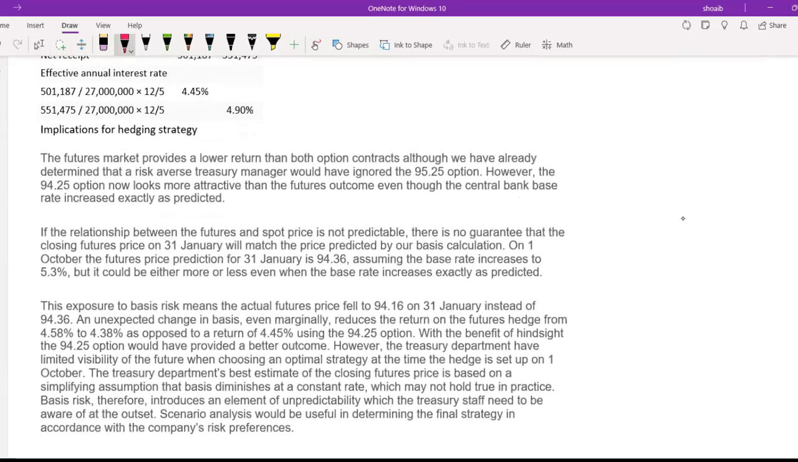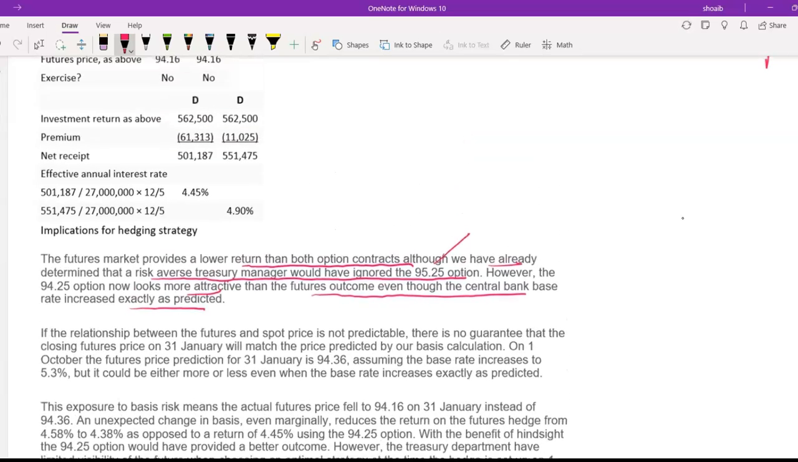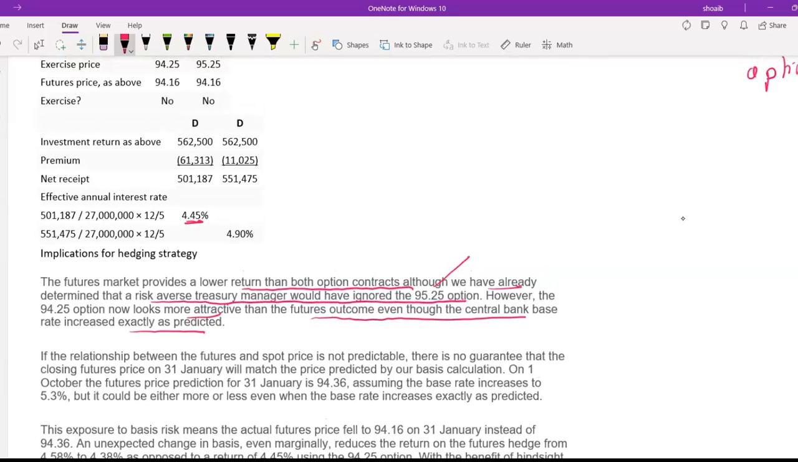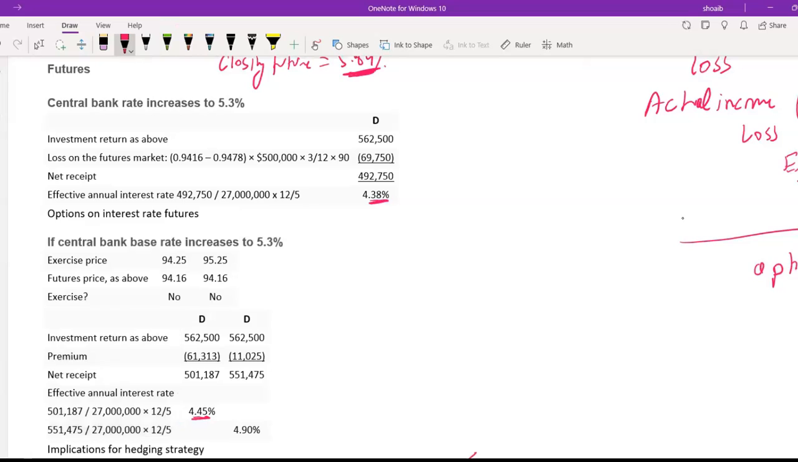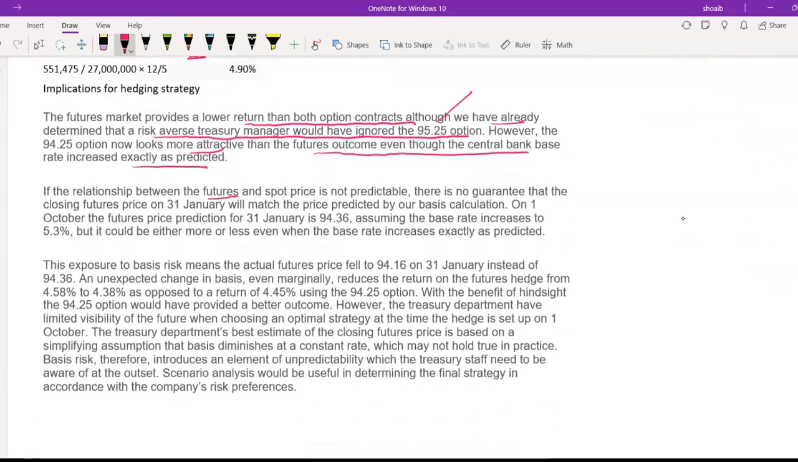So future market provides a lower return than both option contracts, although we have already determined that a risk averse trading manager would have ignored the 95.25 option, the 4.75. However, the 94.25 option now looks more attractive than the future outcome, even though the central bank base rate increased exactly as predicted. So option contract is looking better here because option is giving 4.45, but the future is giving 4.38%. If the relationship between future and the spot price is not predictable, there is no guarantee that the closing future price on 31st January will match the price predicted by our basis calculation.